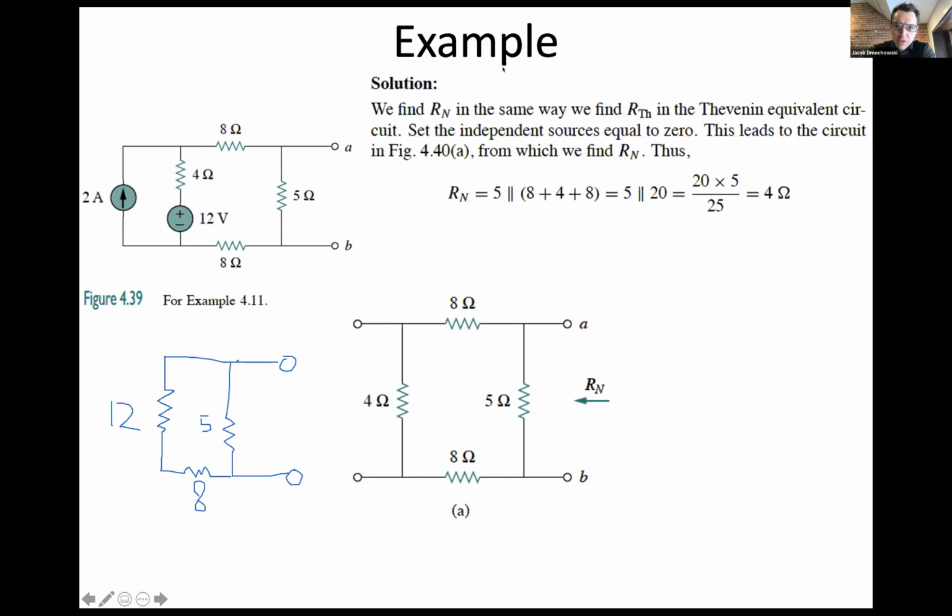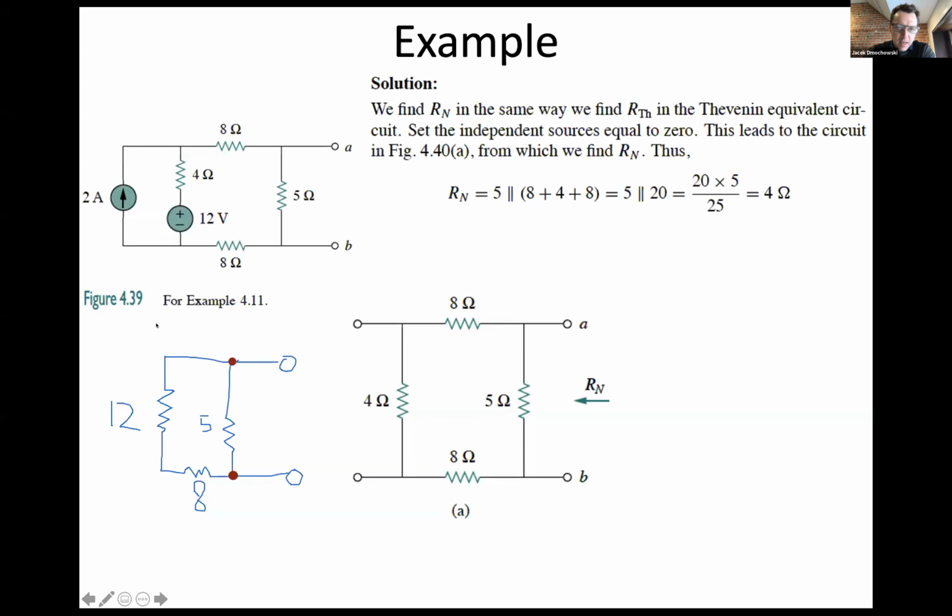Let me just use a different color here. The 2 nodes: this is node A and this is node B. To get from node A to node B, there are two paths. The 5 ohm resistor has this top node and this bottom node. The 12 and the 8, I would combine once more into a 20, but I'm not going to draw it for the sake of time.